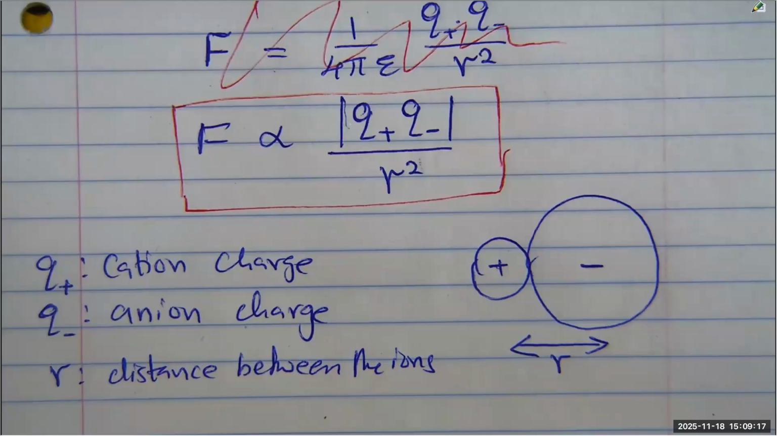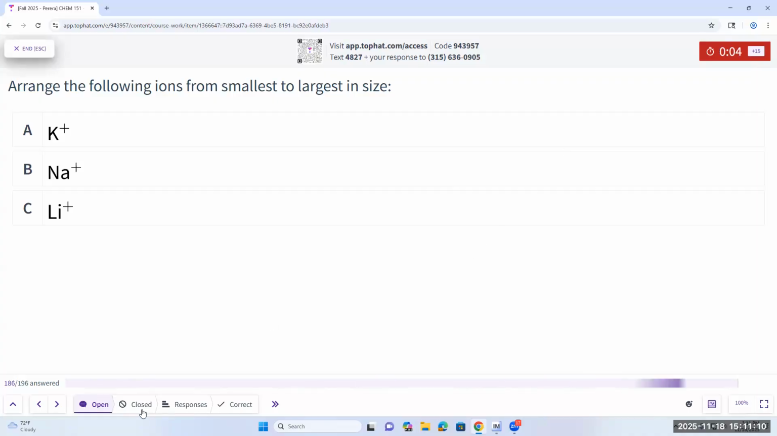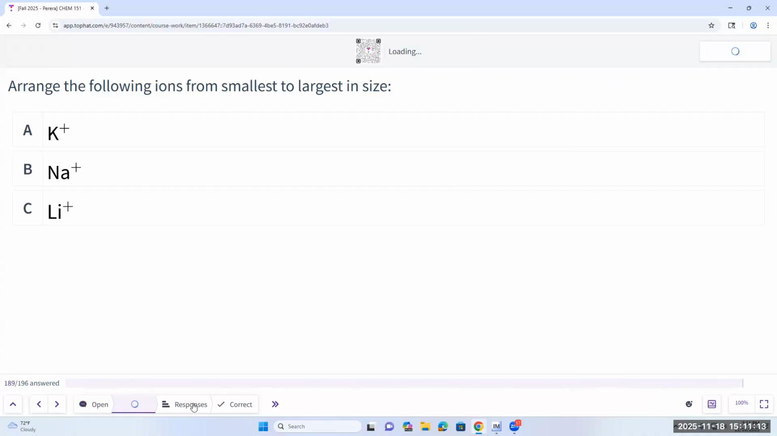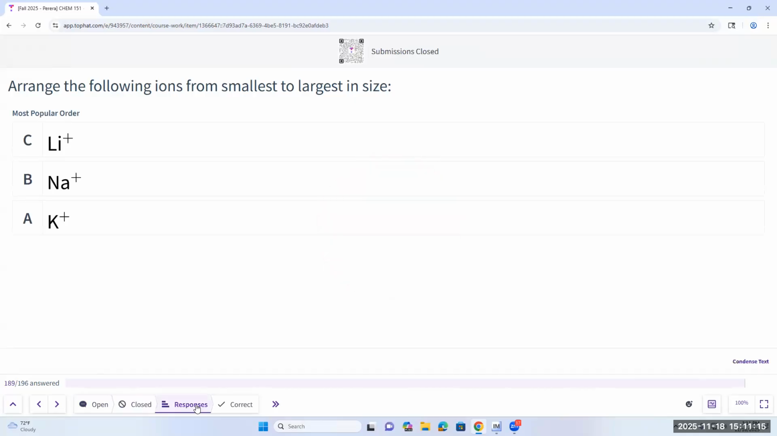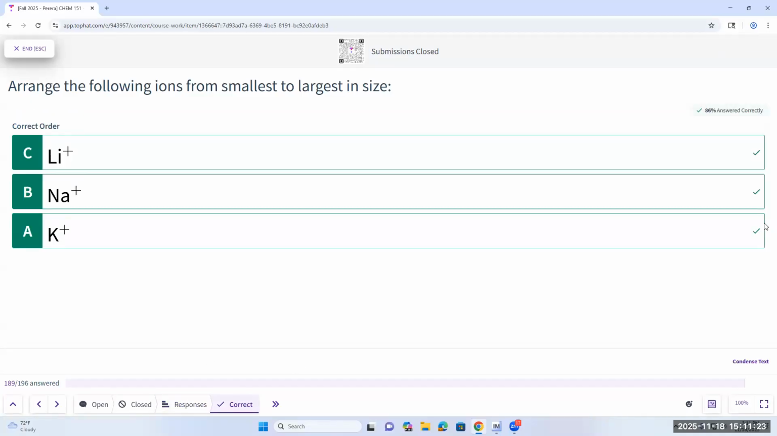Okay, 5, 4, 3, 2, and 1. And here are our responses. Most of us said lithium plus is the smallest and potassium plus is the largest, and that's the correct answer as well. 90% of us are there. Okay. All right. Anyway, now why is this the trend?